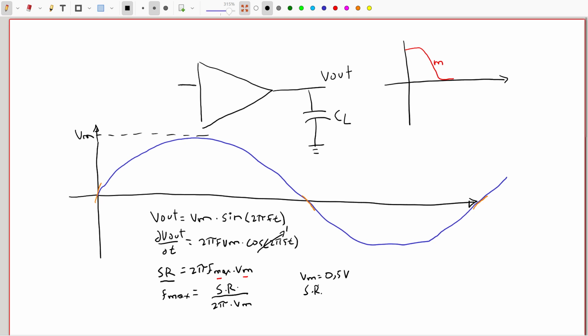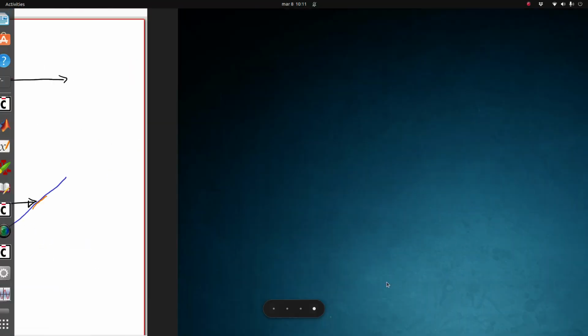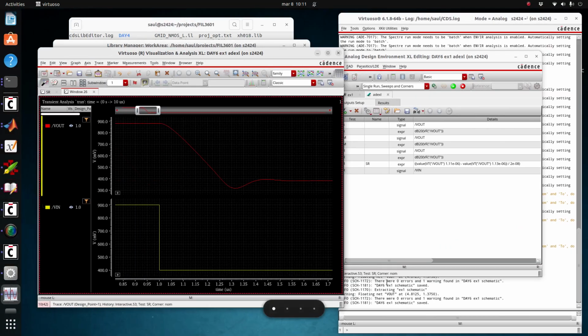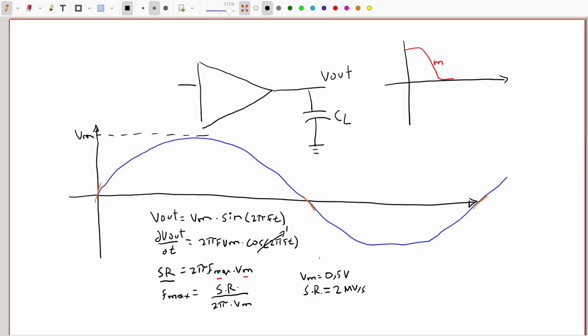Okay, and for the slew rate, as I mentioned before, I just measured it, and it was around 2 megavolts per second. And then we can calculate this F max. When we plug in these numbers, F max is equal to 636 kilohertz. Okay, so we have F max approximately 600 kilohertz.